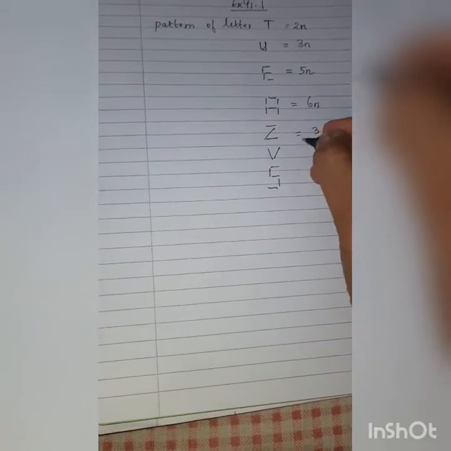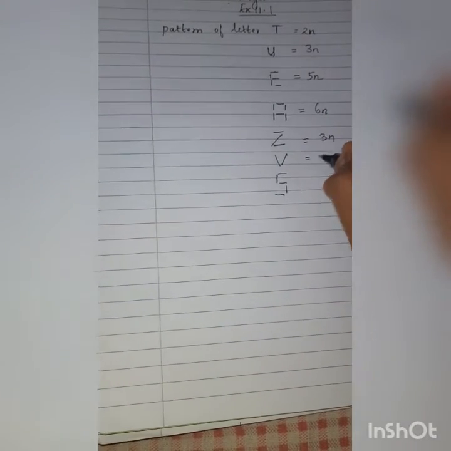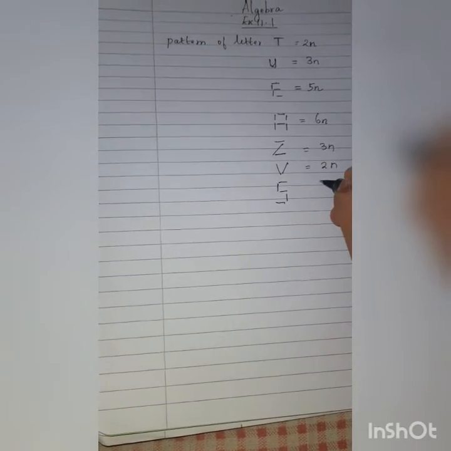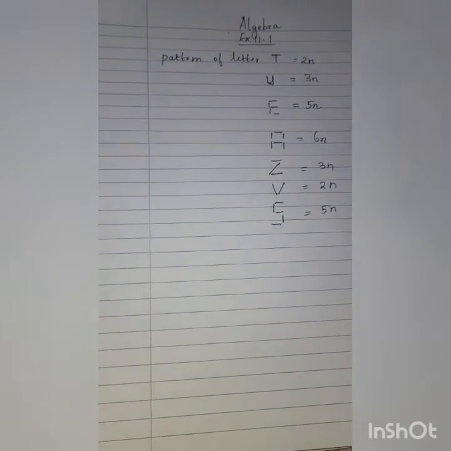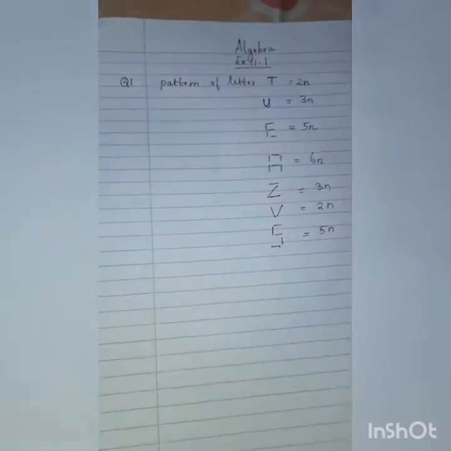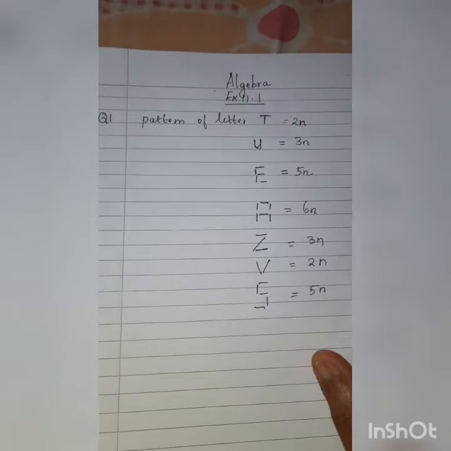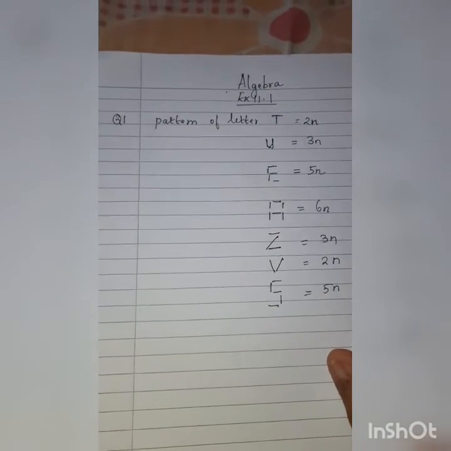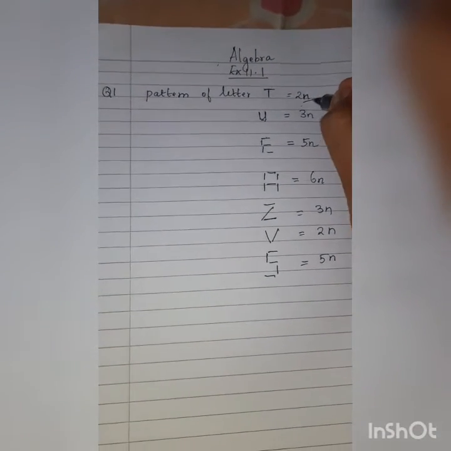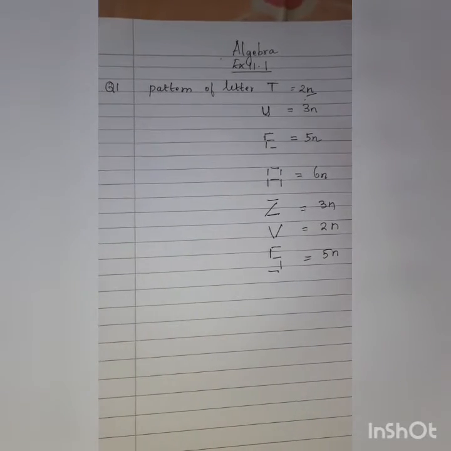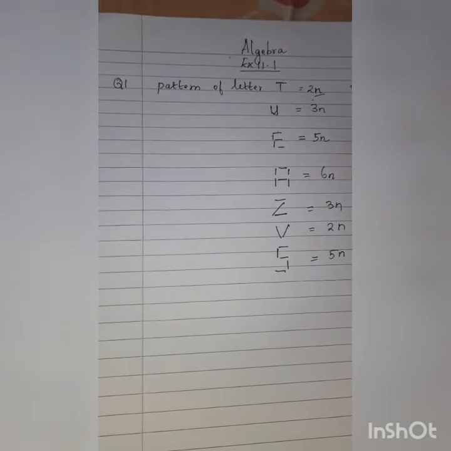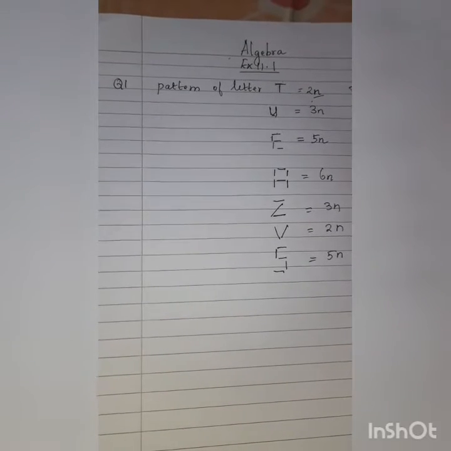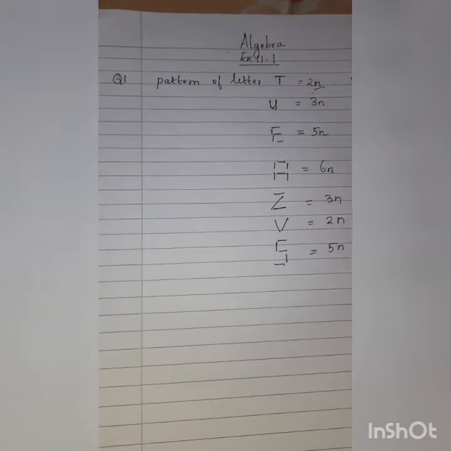For letter V, it's going to be 2n. For letter S, it's going to be 5n. So this answers question number 1. If the same letter is repeated multiple times, you have to apply that many times on the variable n. If we have 2 T's, that means 2 into the number of times it's repeated, 2 times 4.